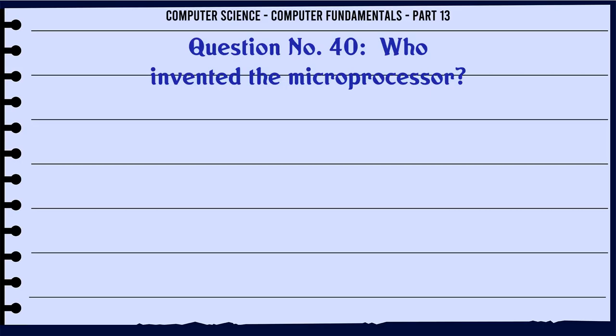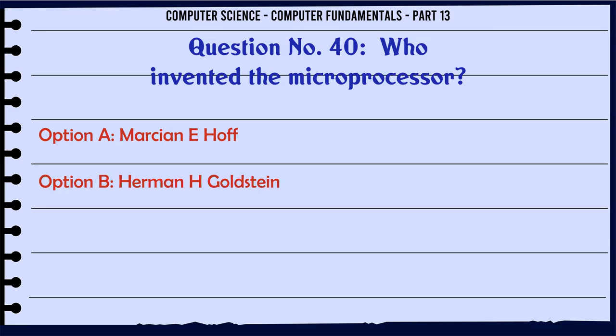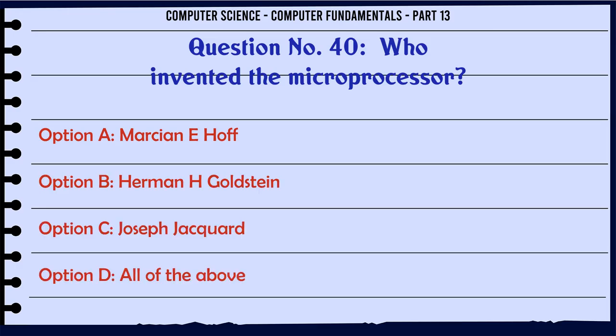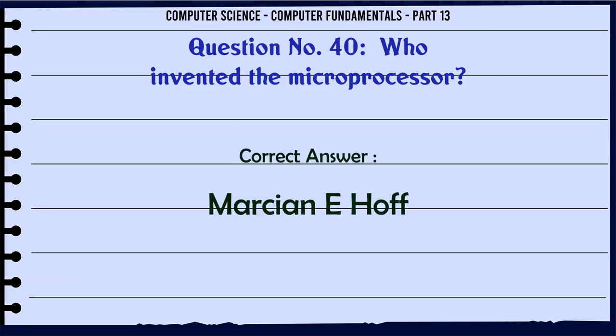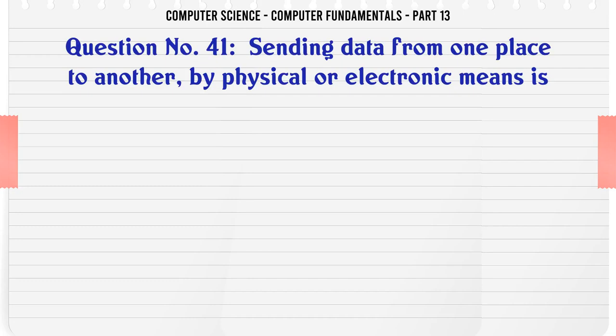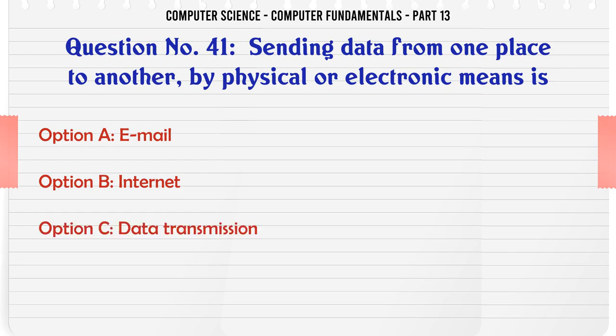Who invented the microprocessor? A. Marcian E. Hoff. B. Herman H. Goldstein. C. Joseph Jacquard. D. All of the above. The correct answer is Marcian E. Hoff.